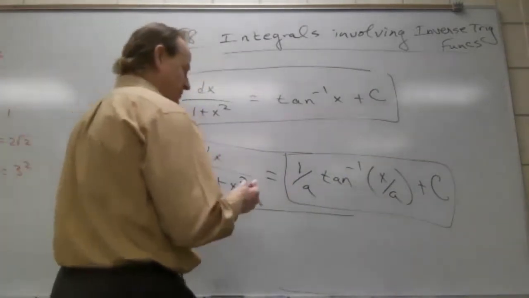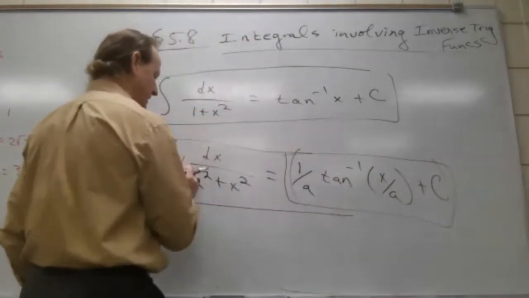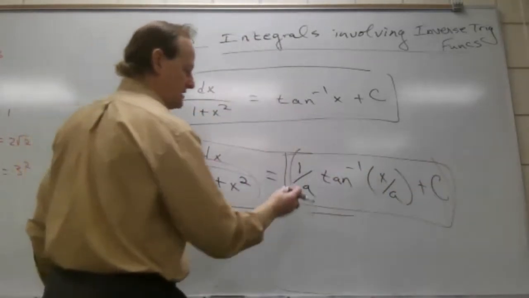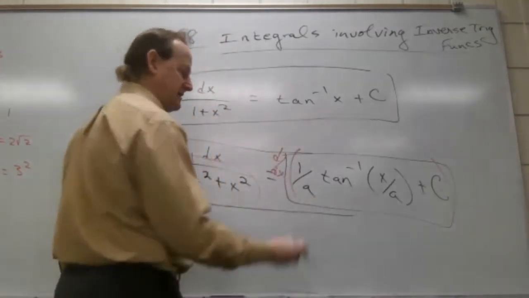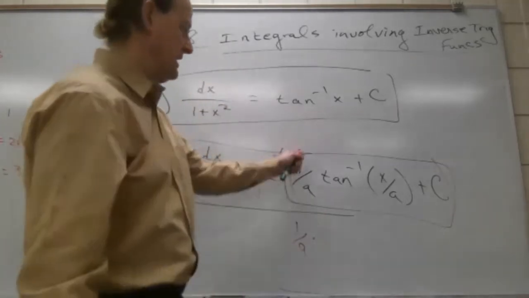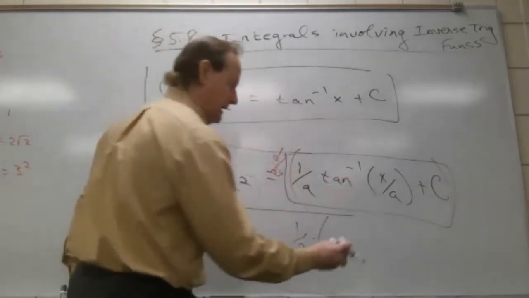So we get that. But let's take the derivative of this side and see if we get 1 over a squared plus x squared. So derivative with respect to x. Remember, a is a constant. So derivative of a constant times a function is the constant times the derivative of the function. So that's just 1 over a. And then the derivative of arctangent is what?